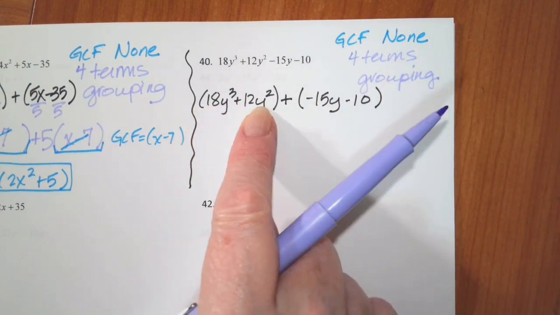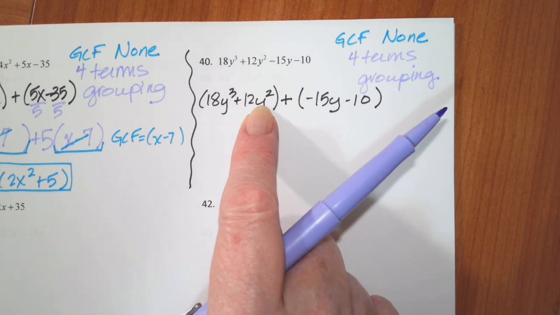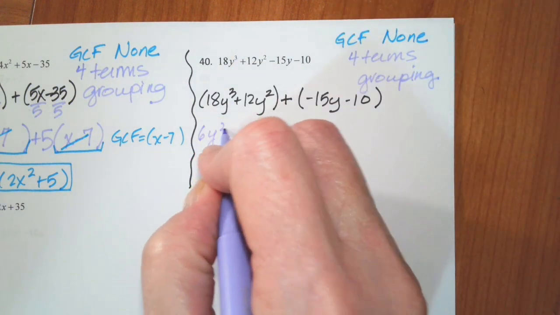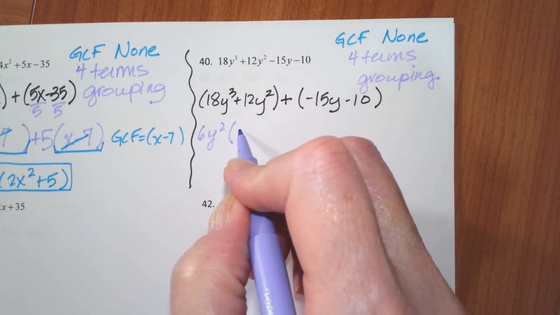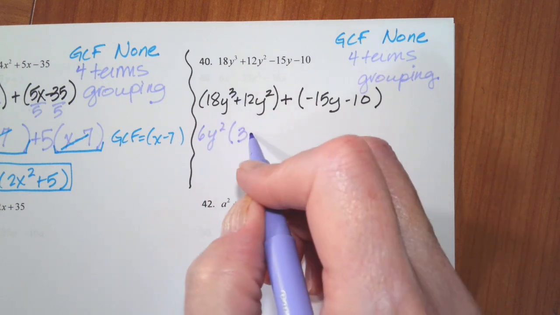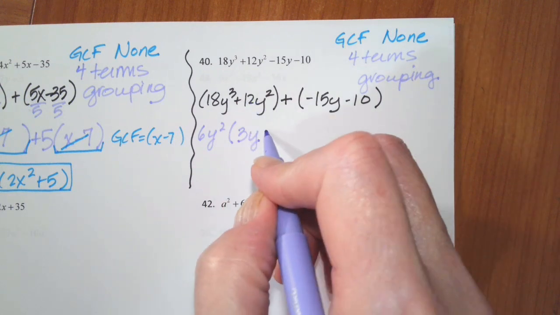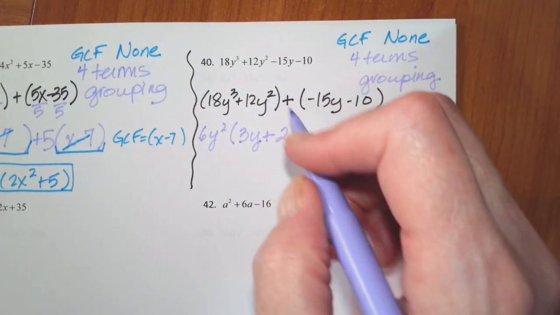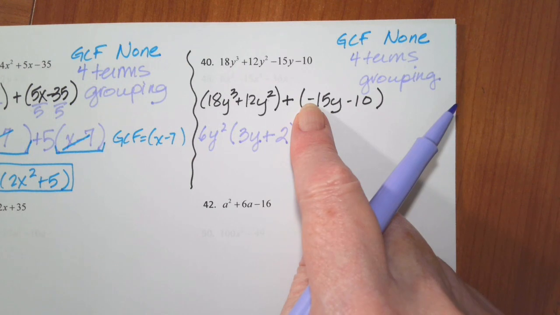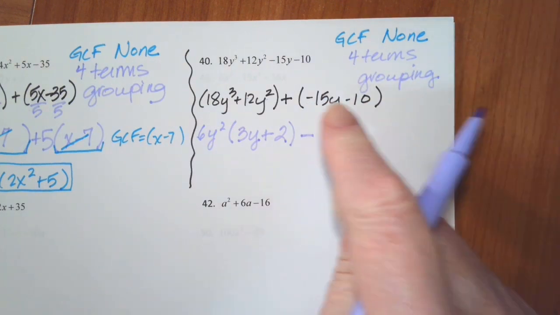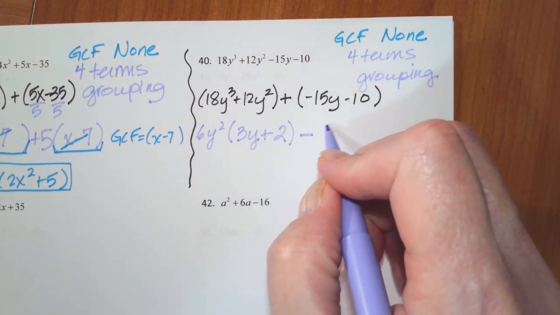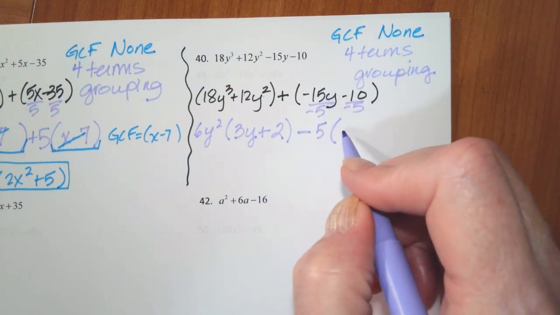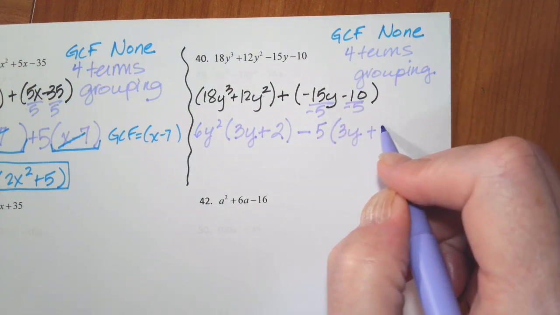Okay, so my greatest common factor here is 6 and y to the second. So I have 6y to the second. 18 divided by 6 is 3. Y to the third over y to the second is y. Plus 12 divided by 6 is 2. Y squared over y squared cancels. Now I want to remember to factor out the negative sign. So this is minus, and the greatest common factor here is 5. So when I'm dividing by a negative, that changes the signs. So this is 3y plus 2.